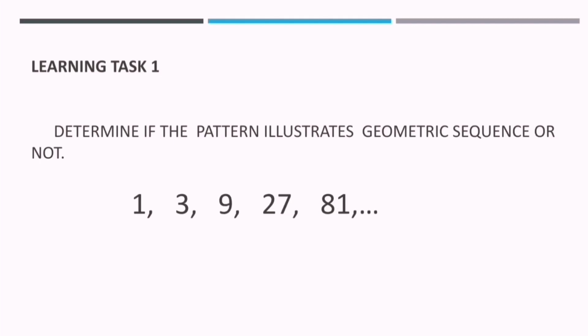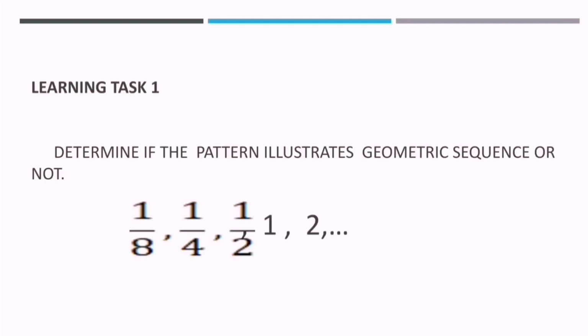Let's move on with the next one. What have you observed? We can say that we multiply 3 to get the next terms. 1 times 3 is 3. 3 times 3 is 9. 9 times 3 is 27. And 27 times 3 is 81.